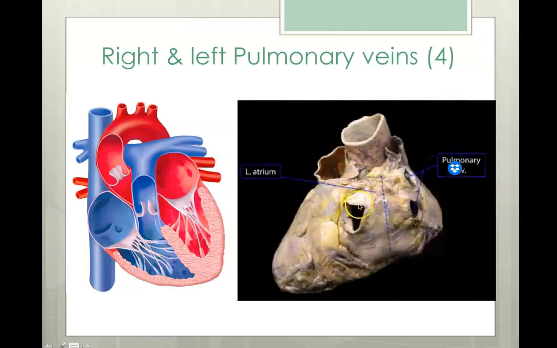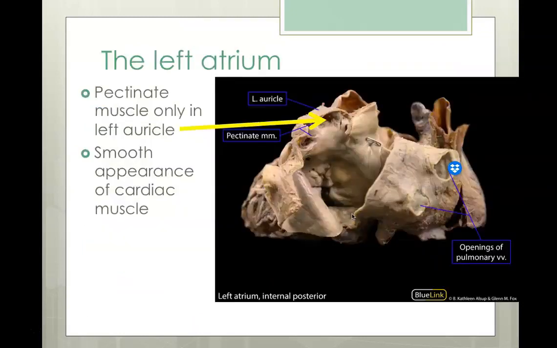And here's another image. So this is more of a posterior view of the heart, and you can see the full openings. So this is going to be your right pulmonary veins, and we have your right pulmonary veins over here. So now our oxygenated blood is going to move into your left atrium, as we said before.